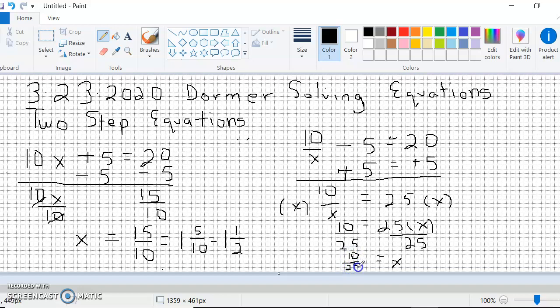Running out of space here. Okay, and I could reduce this. Can I reduce it by 5? 5 goes into 10 2 times. And 5 goes into 25 5 times. So the answer is 2/5. Okay, so that is a two-step equation. Right? And I want you to go ahead and try those.